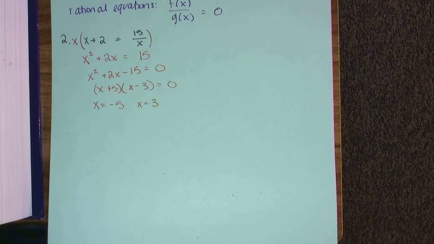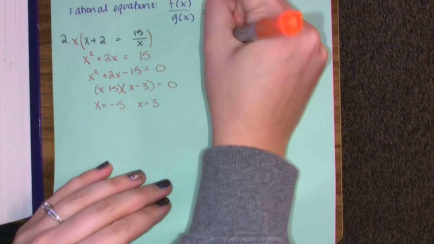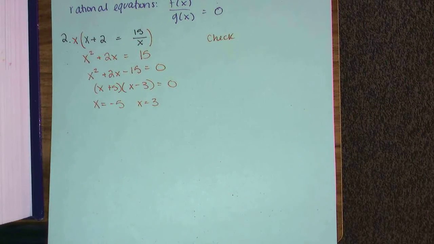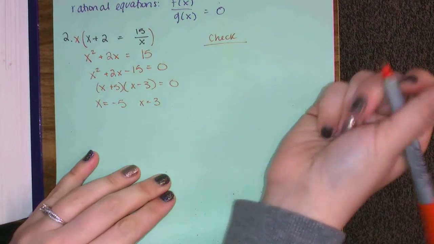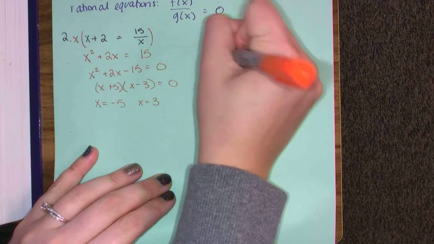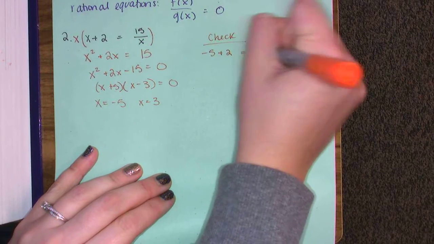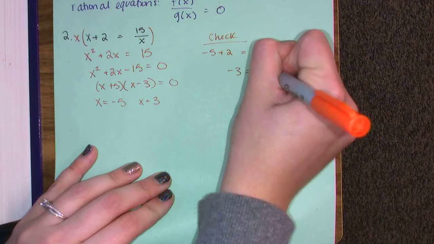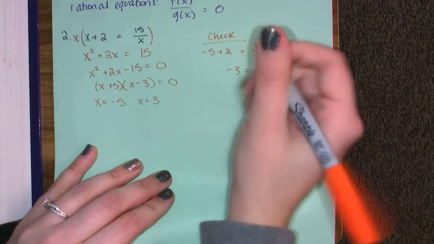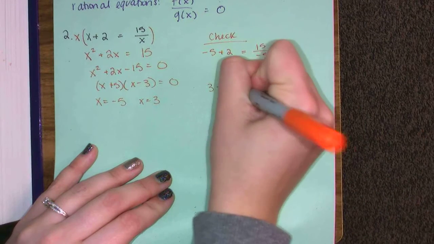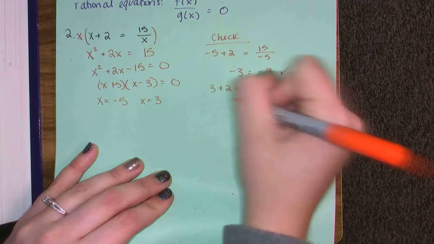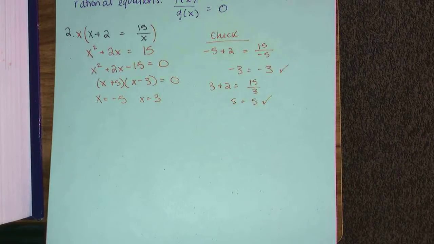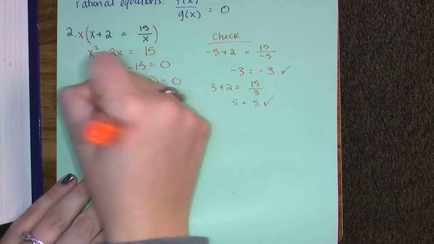Okay, so we need to check them to verify that they work. It should, but we just need to make sure. So I'm going to go through and plug in. Negative 5 plus 2 is equal to 15 over negative 5, so negative 3 is equal to negative 3. So we know that one works. And then 3 plus 2 is equal to 15 over 3, so 5 is equal to 5, and that one also works. So in this case, they both happen to work.